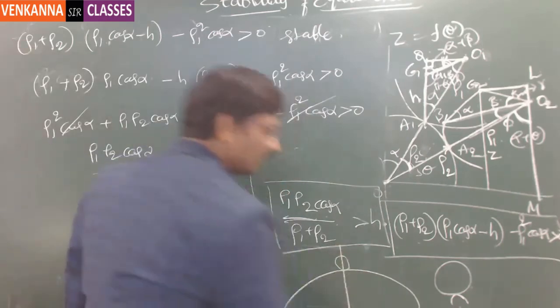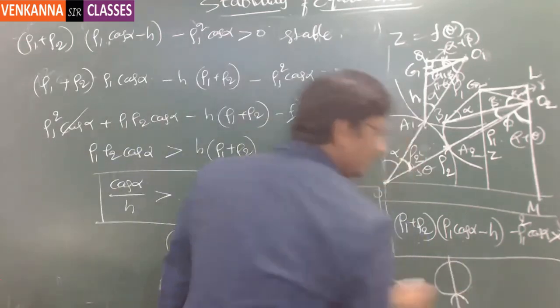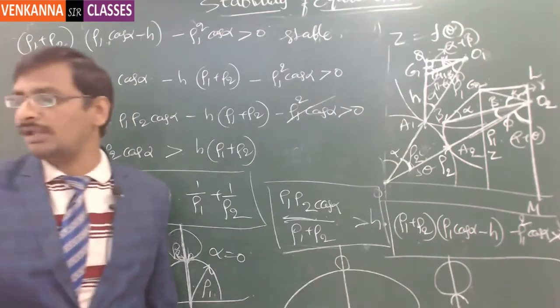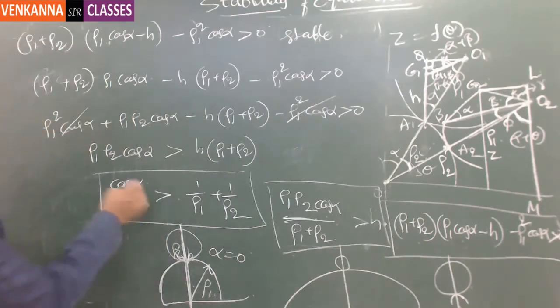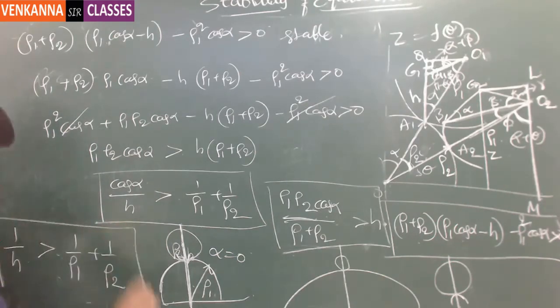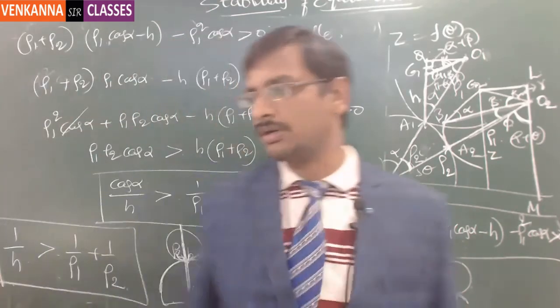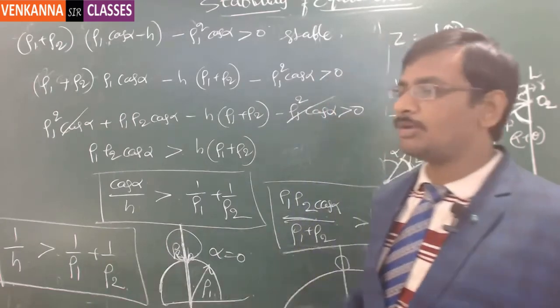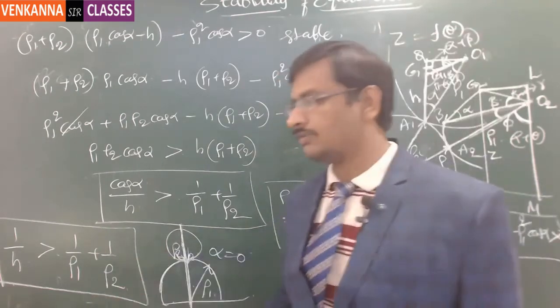Now initially, this angle is 0. This is the vertical line and this is the common normal line. This common normal line is making an angle of 0 with the vertical. That means cos alpha equal to 0. Then the simple condition is 1 by h is greater than 1 by rho 1 plus 1 by rho 2. This is the condition which will decide whether the equilibrium is stable or not. Got it or not? This is as simple as this. And all the problems we are going to solve are based on this particular formula.